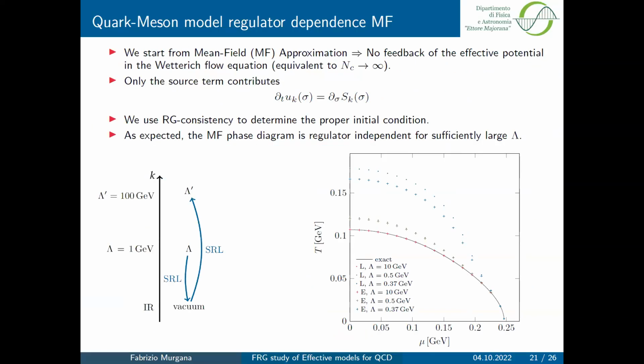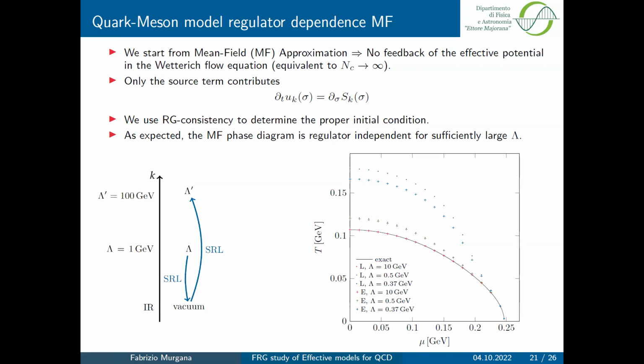So first of all, we start with the mean field. As I said, in the mean field we have no feedback of the bosons into the fermionic equation, which corresponds formally to a large N_c limit. So the flow equation that we get in this case is pretty simple. It's very nice because it's just a source term, which means that you can do whatever you want with this. You can integrate, you can go up, you can go down in time.